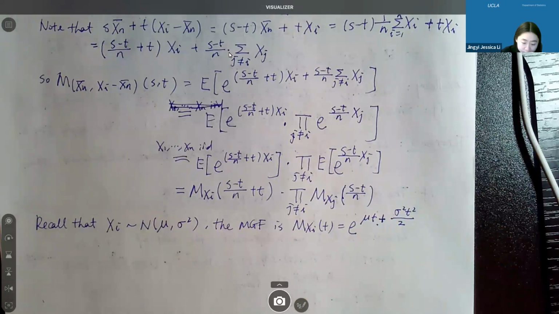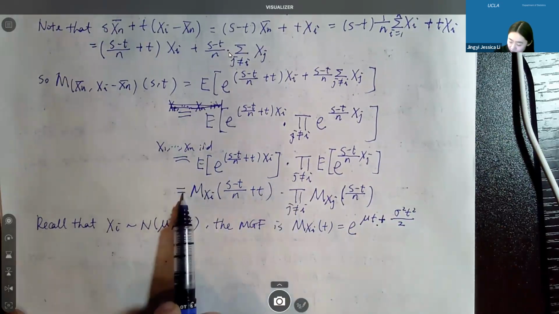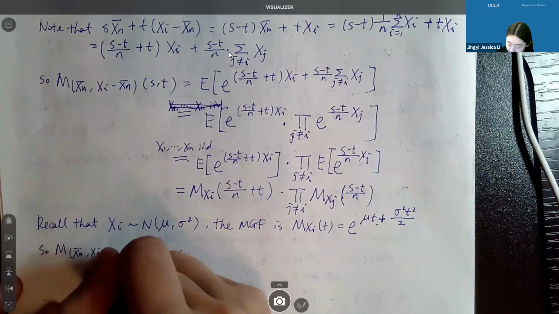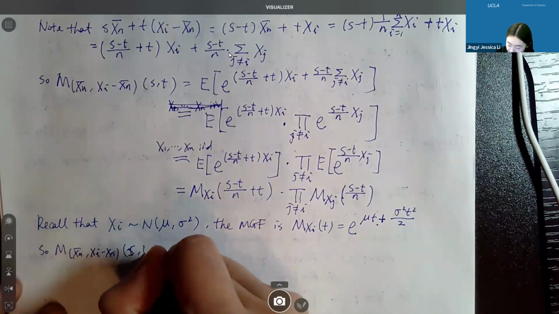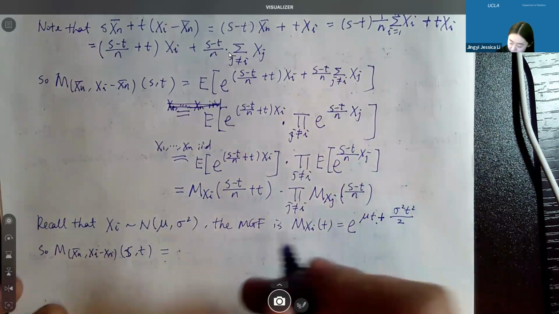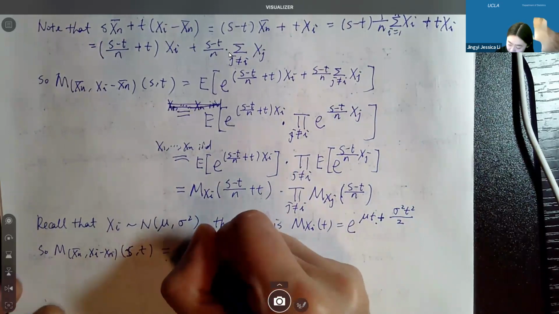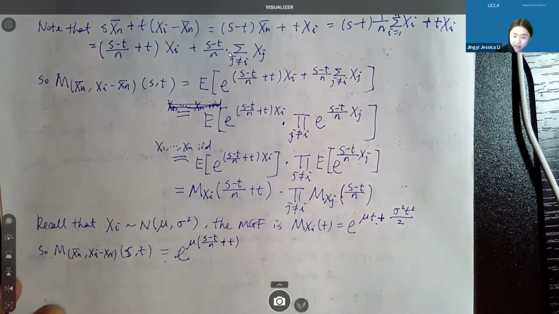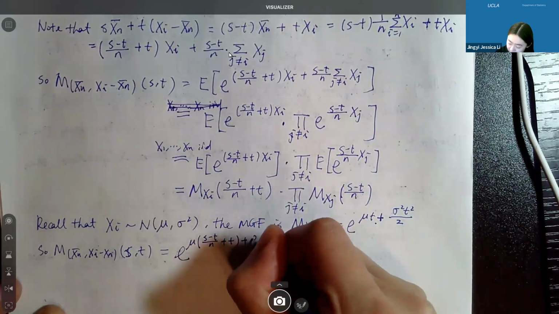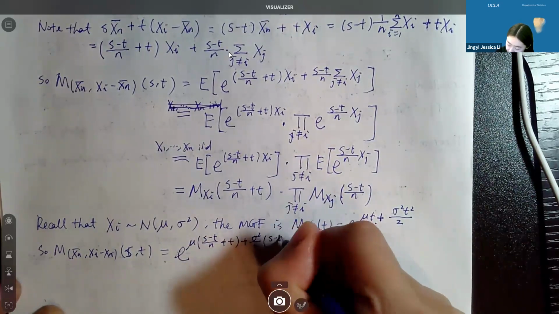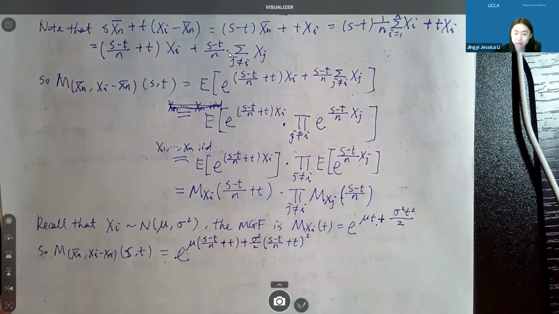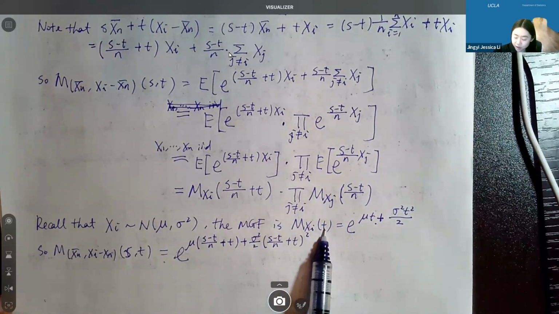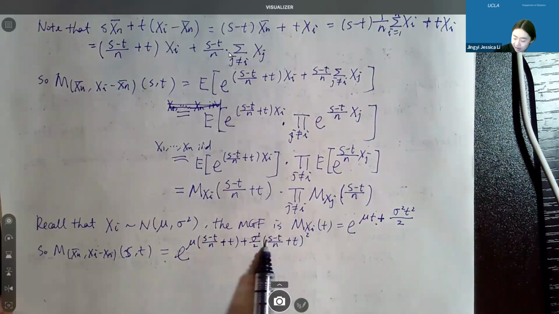And then what we will do is use that. With this, for the joint MGF of s and t, we go to this derivation again. This would become exponential of mu times ((s minus t)/n + t), plus sigma squared over 2 times ((s minus t)/n + t) squared. See this connection? I'm just putting this term as the argument in the MGF, so it will appear as itself here and as a square term here.